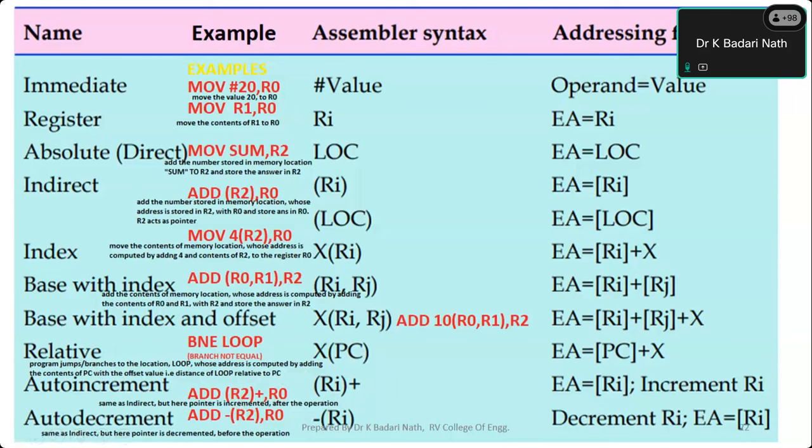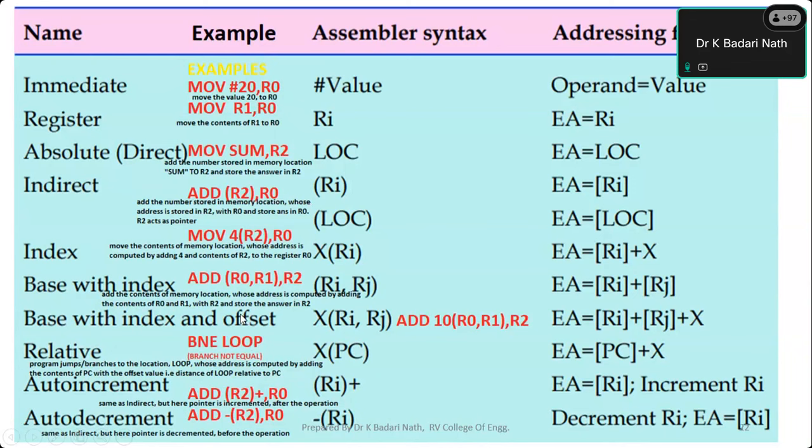So there are two possibilities. The plus and minus, you can indicate on the right side of the register. The plus or minus, I can indicate on the left side of the register. If the plus is on the right side, first use the address, fetch the data, then increment the pointer. If the plus or minus is used on the left side of the register, that means first increment or decrement the pointer or the register, then use that register address to fetch the data. So this is how different addressing modes are provided by almost all processors. These are used to build the ALP programs.